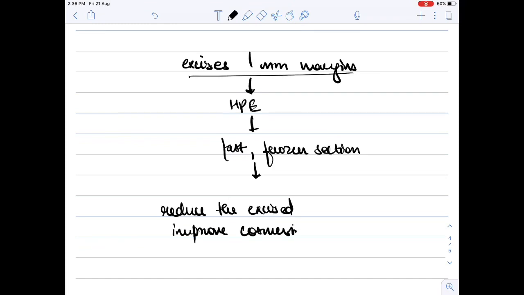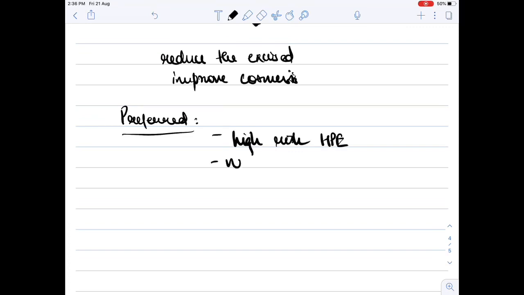Also, it is preferred in cases like where there is a high risk histopathology, when it is near a vital structure like a nerve, and also in cases of recurrent tumors.